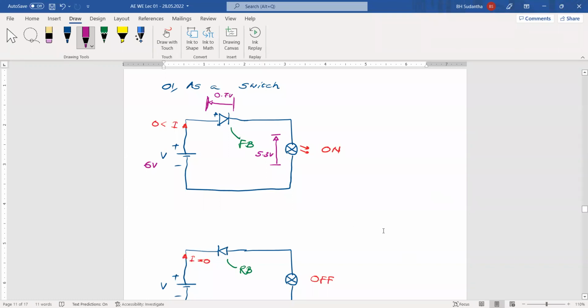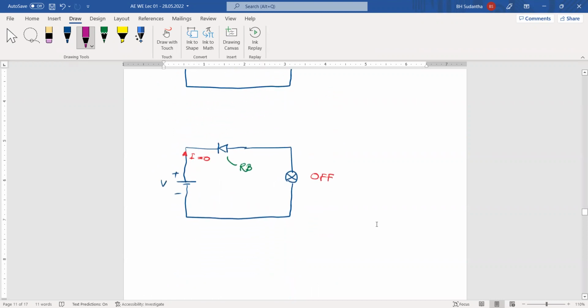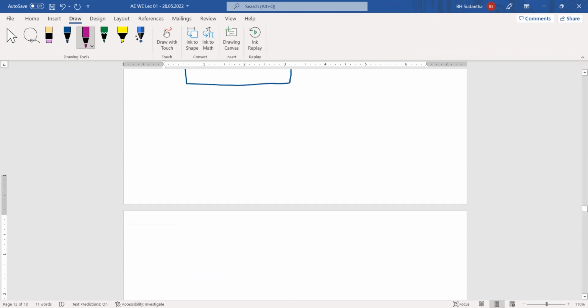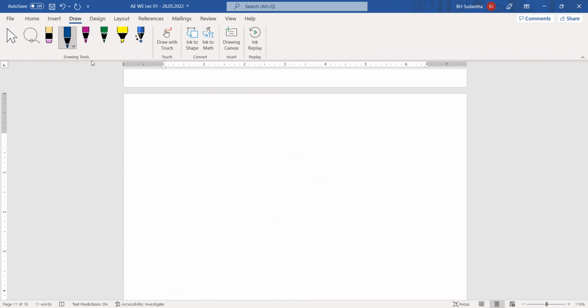Okay. Then shall we have some questions before we move into the next section? Can we try to answer these questions? First we have this diode and this one. We can find out whether the bulb is turned on or not.